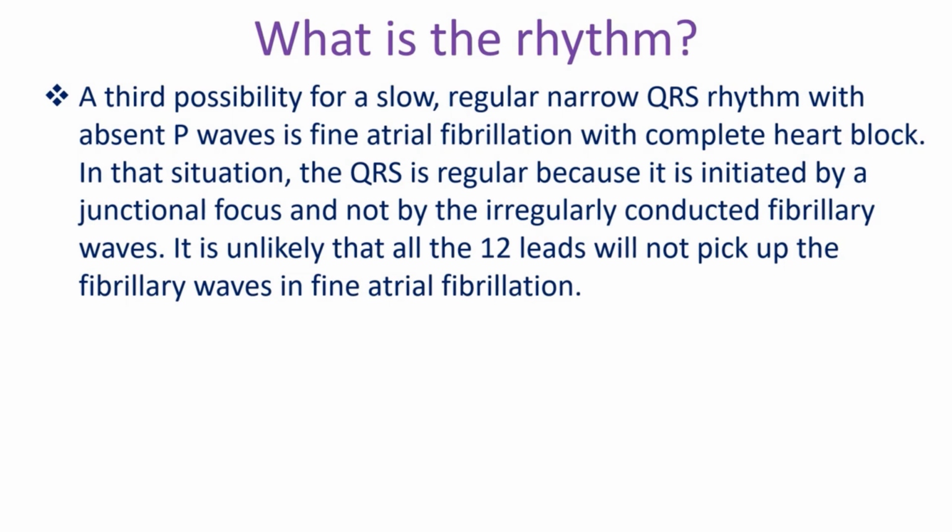A third possibility for a slow, regular, narrow QRS rhythm with absent P waves is fine atrial fibrillation with complete heart block. In that situation, the QRS is regular because it is initiated by a junctional focus and not by the irregularly conducted fibrillary waves. It is unlikely that all the 12 leads will not pick up the fibrillary waves in fine atrial fibrillation.